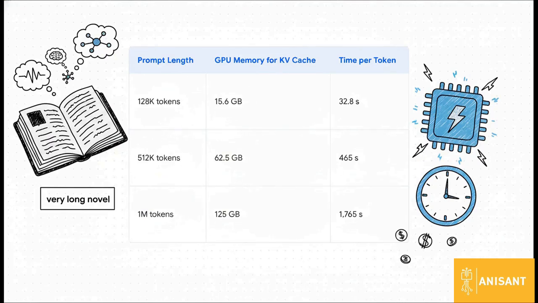They are absolutely staggering. A token is just a piece of a word, and for a model to handle 1 million of them, that's like a really, really long book. The cost just explodes. We're talking 125 gigs of expensive GPU memory and nearly half an hour just to generate the next single word. It's a total computational nightmare.